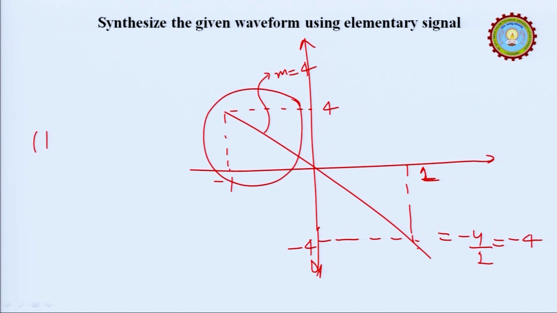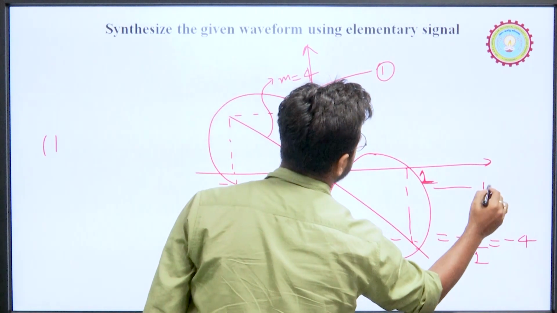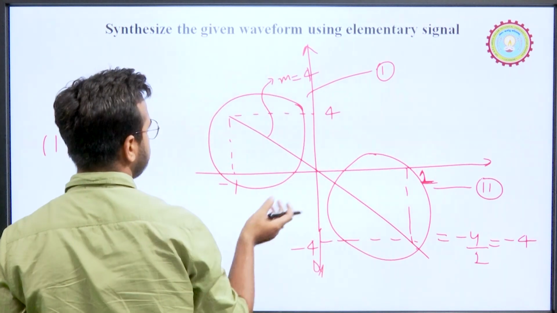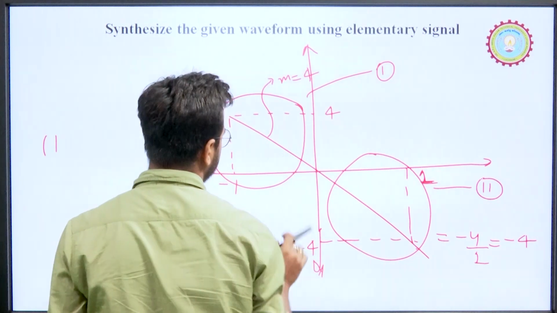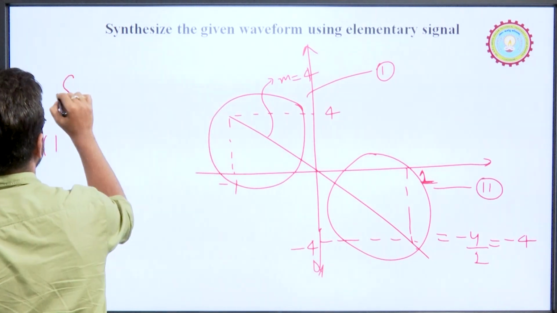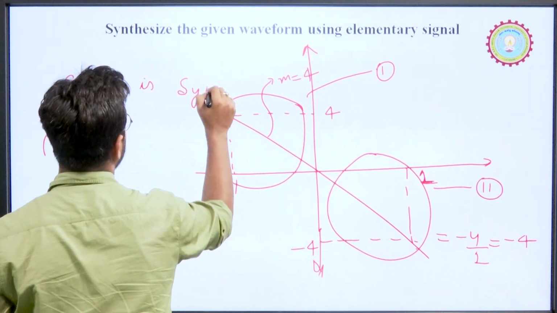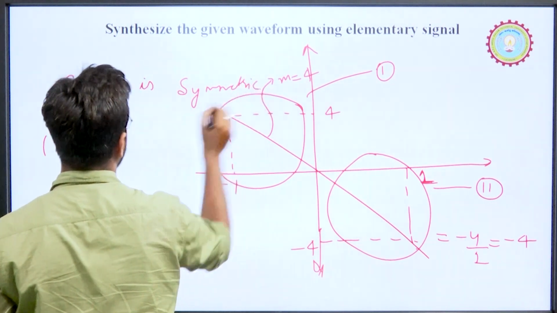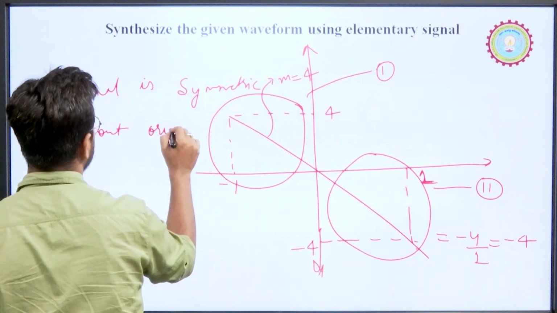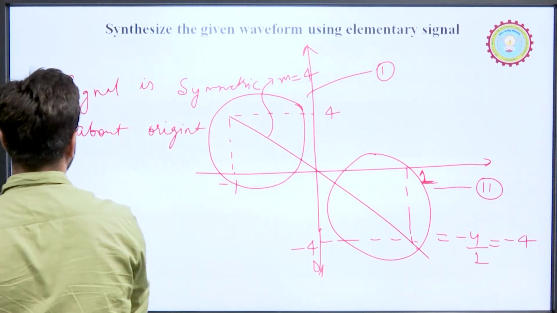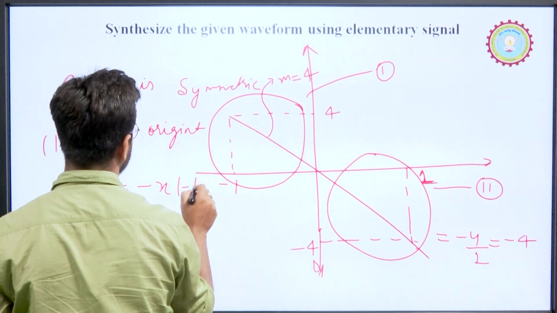See, first we add this part, then we will do this part. We will do first this part, then in the second part we will do this. Also, one more thing, if we are required to identify the signal, then we can say the signal is symmetric about origin. That means x(t) is equal to minus x(-t).